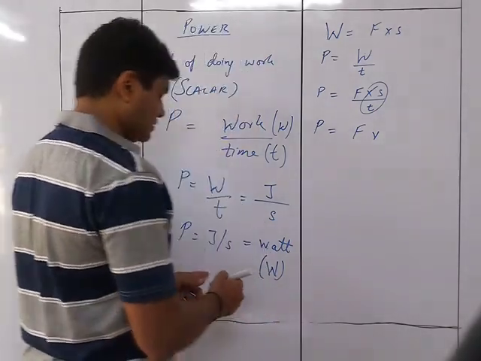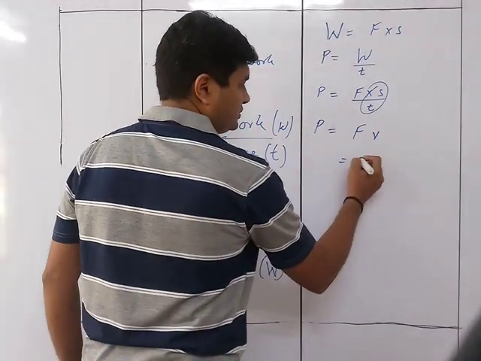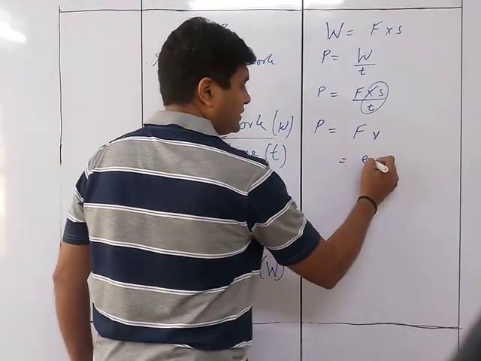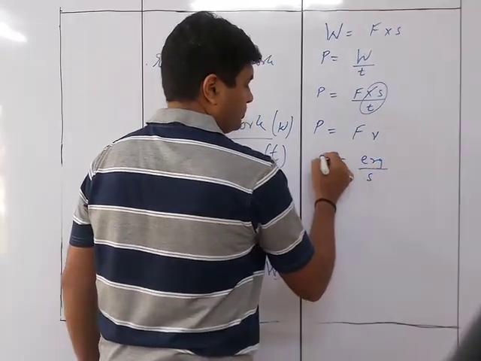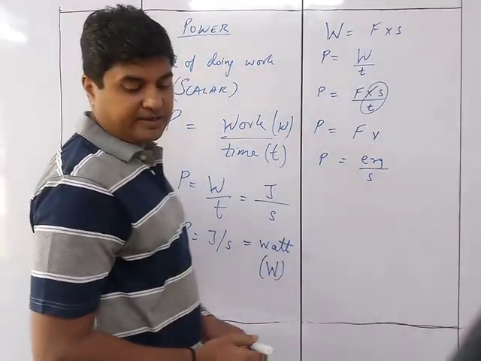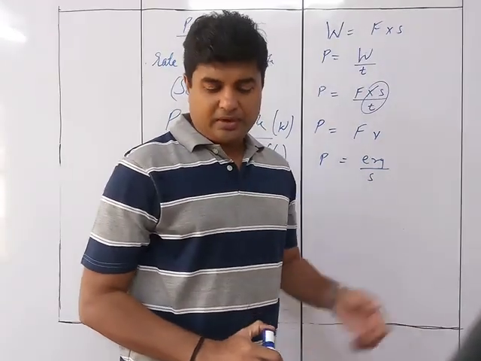Similarly, there could also be the CGS units. You know the CGS unit of joule is erg, and that of time is second. So power can also be erg per second, but there is no other name given to this particular unit.